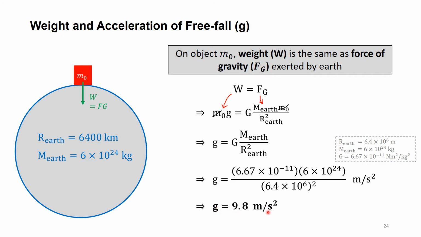Okay, so the value of g, the acceleration of free fall, is 9.8 meters per second squared near the surface of the Earth, but as you go higher and higher, it deviates. It gets smaller and smaller.